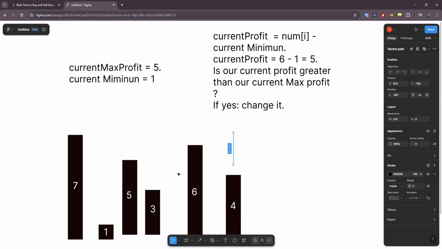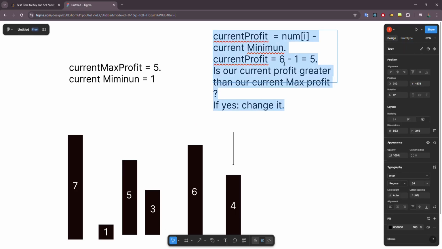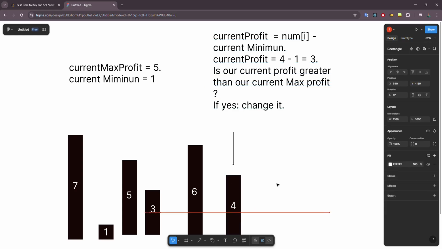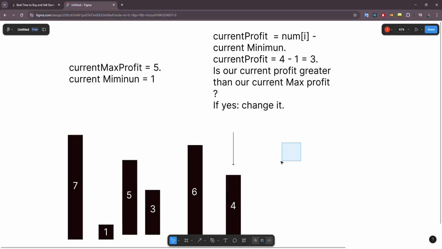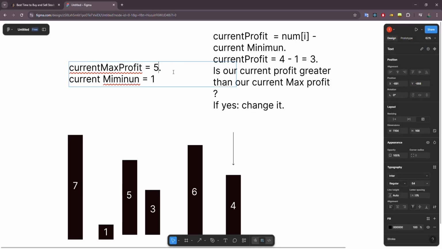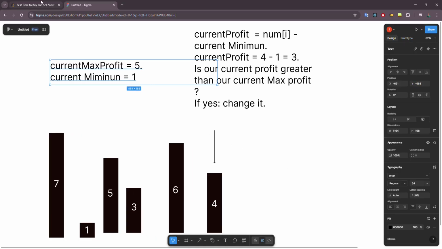So we will have a profit here, yes, 4 minus 1 equals 3, but 3 isn't greater than our current max, and this number 4 isn't lower than our current minimum, so we are not going to do anything. We do not have any more numbers, so we are going to return our current max profit. That is 5. And now let's do it in code.